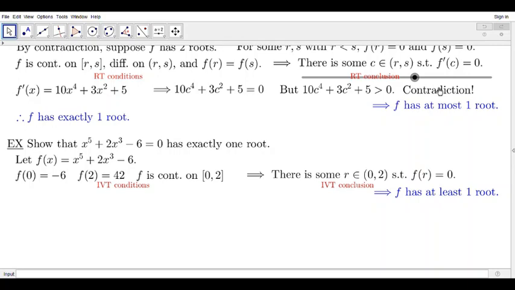Now, let's use Rolle's theorem to prove that f has no more than one root. We want to show f has at most one root. Oh, by the way, when I say root, I'm referring to a real root.